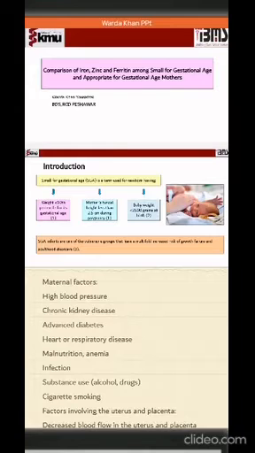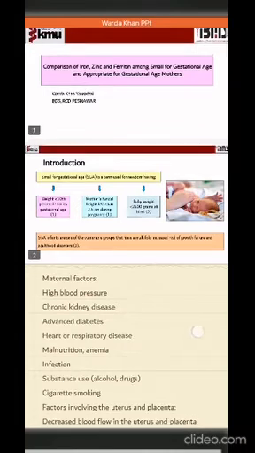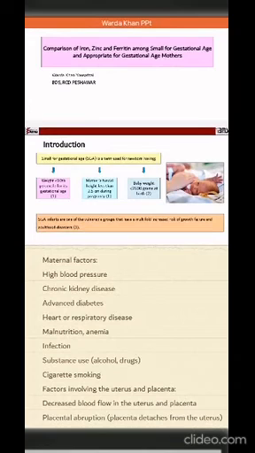Introduction. Small for gestational age is a term used for a newborn having weight less than the 10th percentile for its gestational age, a mother's fundal height that's less than 2.5 centimeters during pregnancy, and a baby's weight that's less than 2,500 grams at birth. SGA infants are one of the vulnerable groups that have a multifold increased risk of growth failure and adulthood disorders.